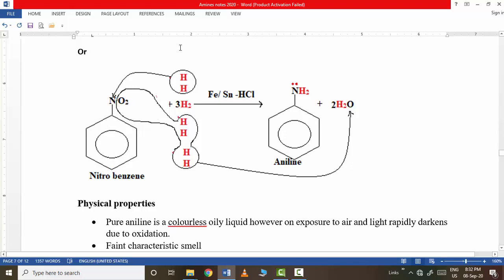Similarly, if you know the above reaction, this will be easy. The 2 hydrogens will be added to nitrogen, so 2 together will form the NH2. This is the aniline. The remaining 2 hydrogens will combine with the oxygen to form the 2 molecules of water. So this reaction and the above reaction are the same. The only difference is that nitrobenzene is in the form of a ring-like structure.